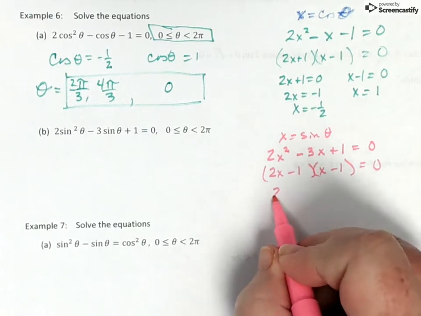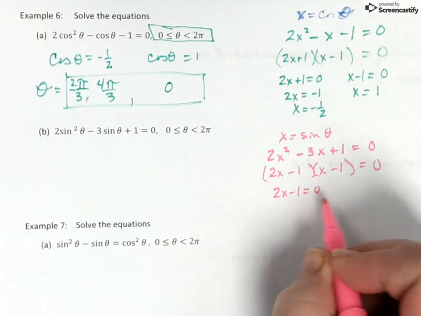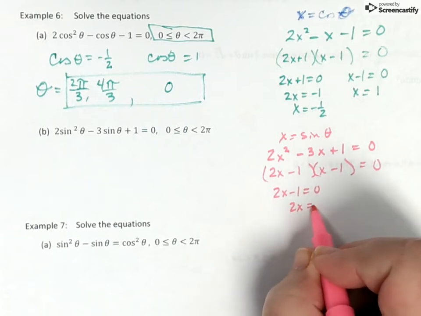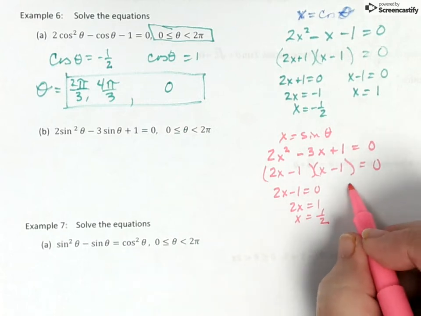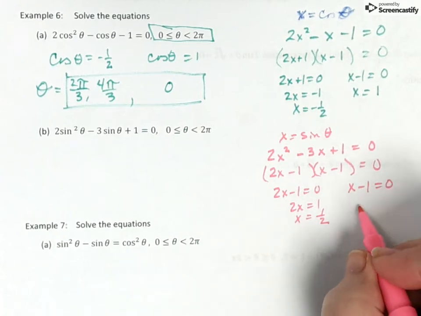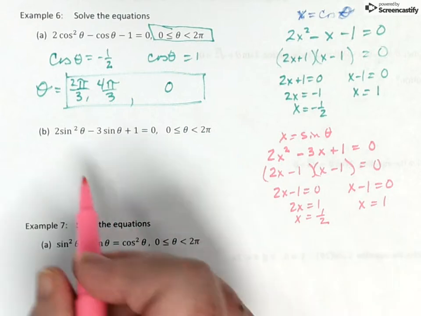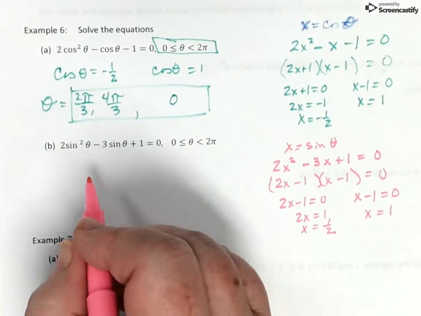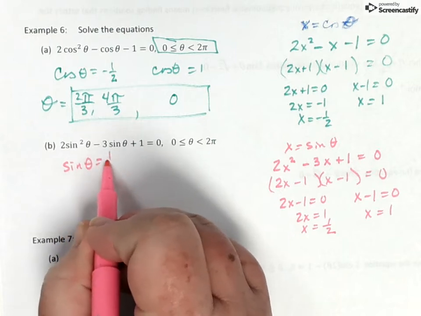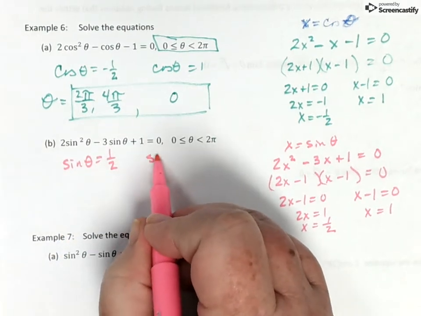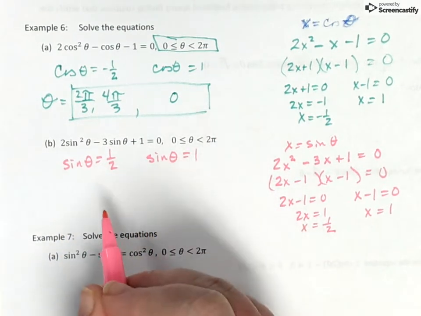And we've got 2x minus 1 equals 0. So 2x equals 1. x equals 1/2. x minus 1 equals 0, and so x equals 1. And now when we come back over here and write our answers, it's sine of theta equals positive 1/2, and sine of theta equals 1.